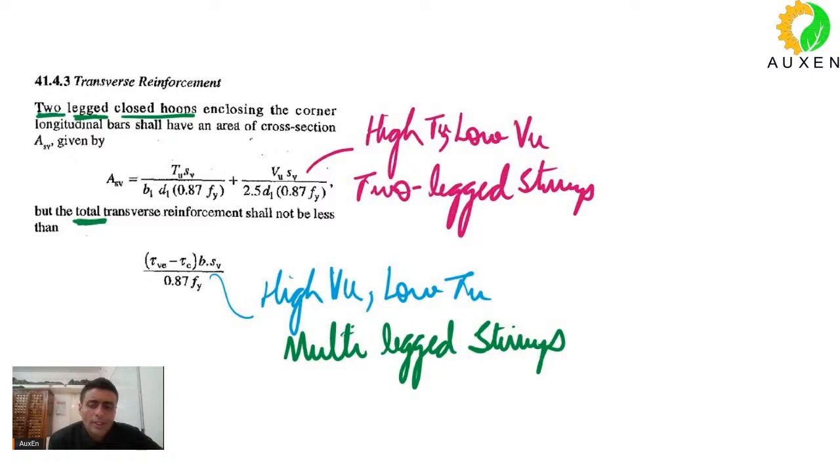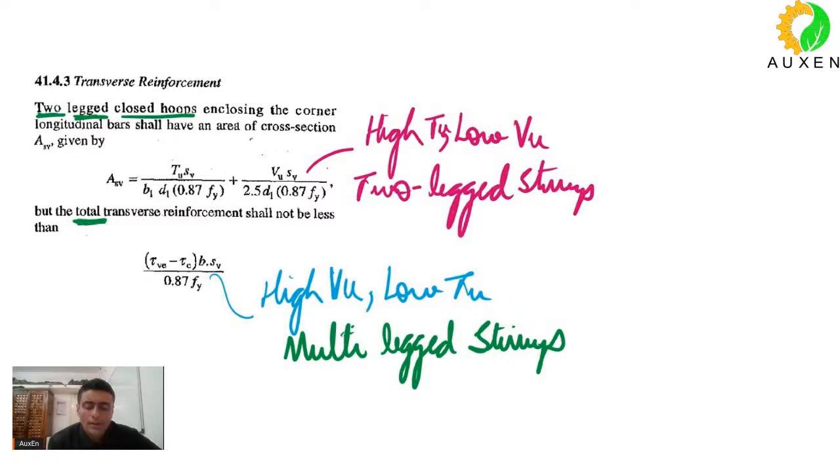That is my interpretation. Even if you read the code, it is saying, but the total transverse reinforcement. In the first formula, it was saying two-legged closed hoops according to the first formula. And then it says, but the total transverse reinforcement shall not be less than, and then it gives you a second formula. So in my interpretation, you can provide a multi-legged stirrup for this formula. Are you getting this point?